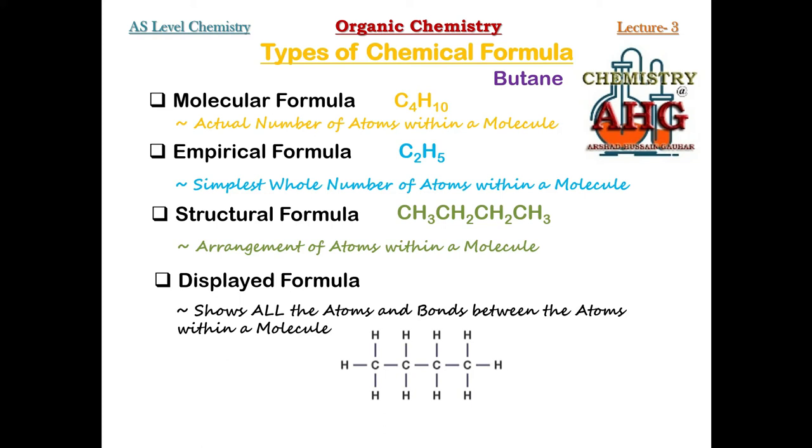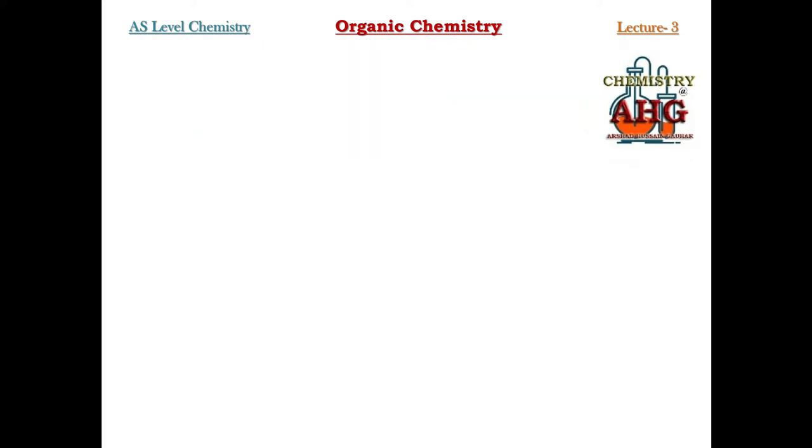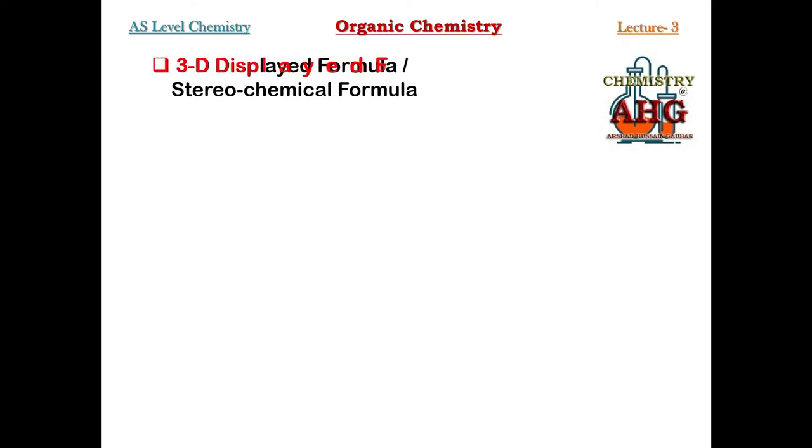Now, two more types of chemical formula are also in your A level syllabus. These are also very important. The number 5 type of chemical formula is known as 3D displayed formula or stereochemical formula. Three dimensional displayed formula or stereochemical formula.